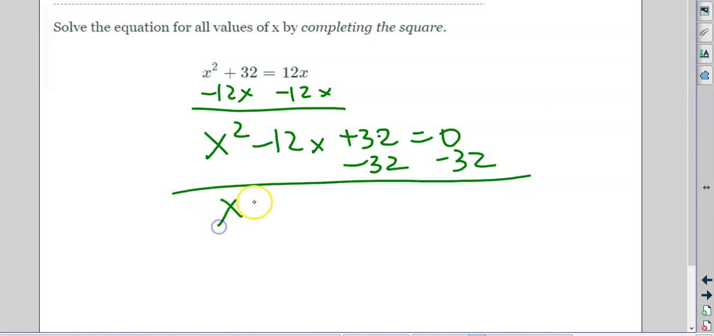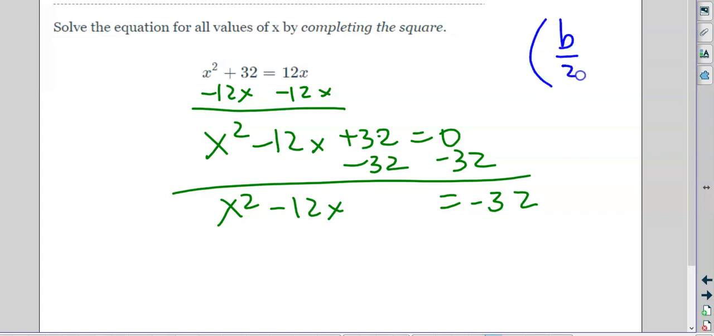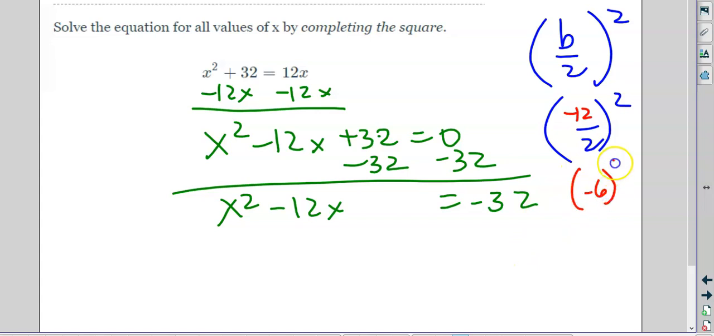And when I do that, I deliberately leave this big empty space here because I want to complete the square. And you do that by taking half of b and squaring it. So for us, half of b, which is negative 12, is negative 6, and negative 6 squared is positive 36. So I add 36, don't forget, to both sides. And when I do that, over here, I'm going to get positive 4. And over here, I'm going to get a double factor.